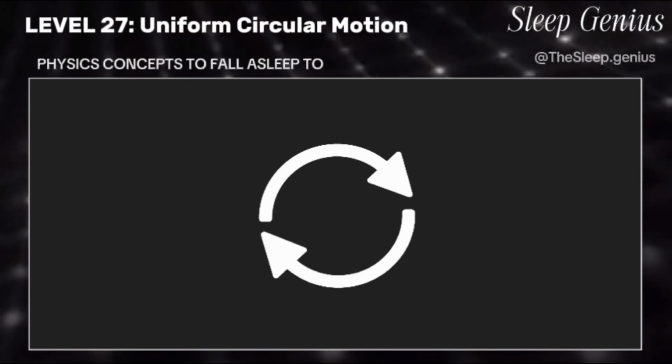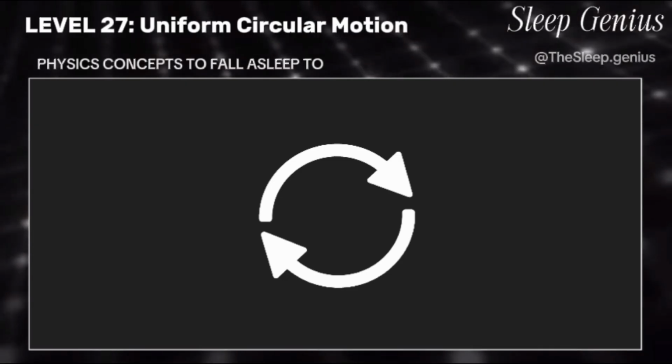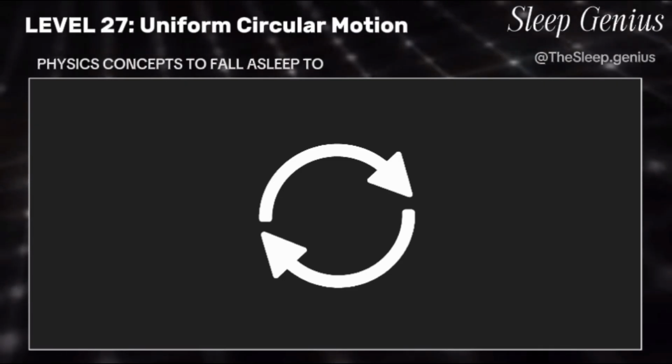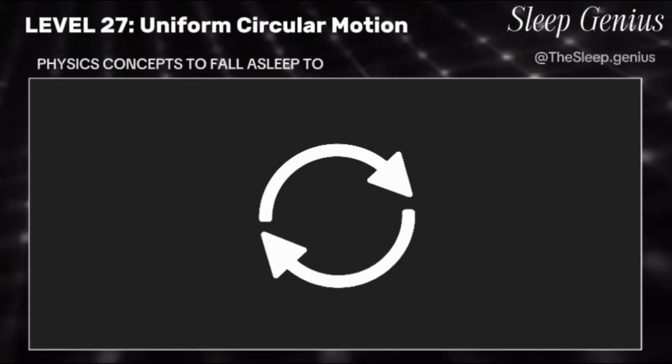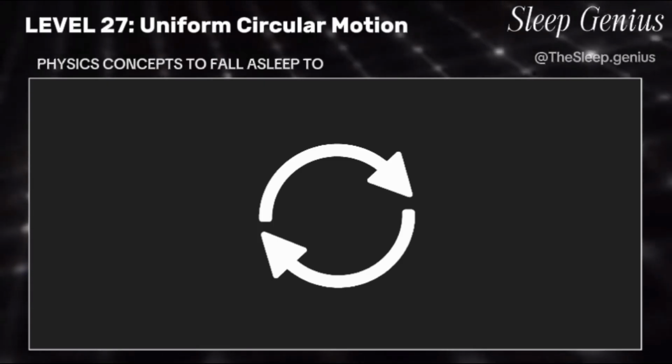Context matters, as motion can appear uniform from certain perspectives while forces remain hidden. This motion exists within mechanical systems, planetary orbits, and everyday devices like car wheels or fans. It influences stability, rotation, and energy transfer in larger systems.